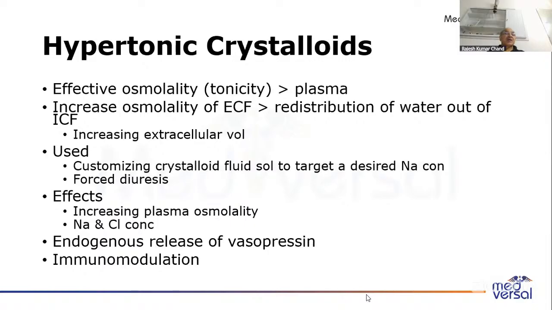Hypertonic crystalloids have an effective osmolarity higher than that of plasma. They increase the osmolarity of extracellular fluid, and that is why they cause the redistribution of water out of the intracellular fluid, and thereby increase the extracellular volume. They are used for customizing crystalloid fluid solution to target a desired sodium concentration or to cause forced diuresis, like the use of mannitol. Their effect is that they increase the plasma osmolarity and the sodium and chloride concentration. They also cause endogenous release of vasopressin and cause immunomodulation.